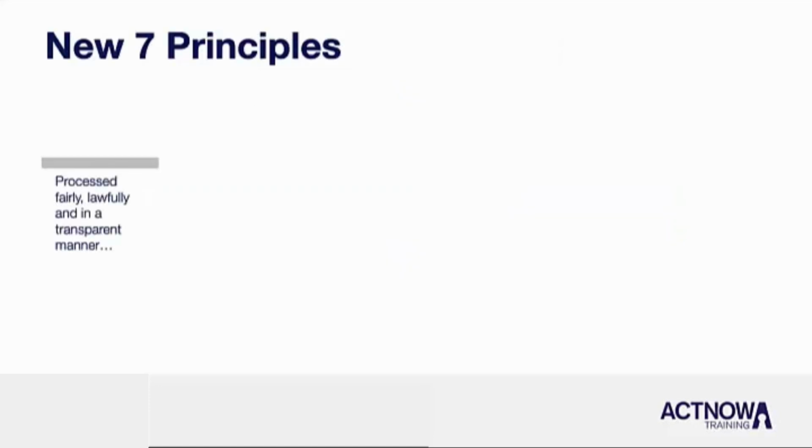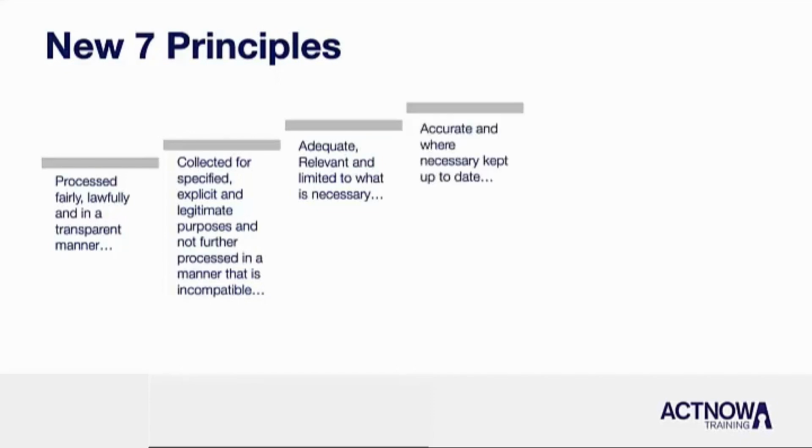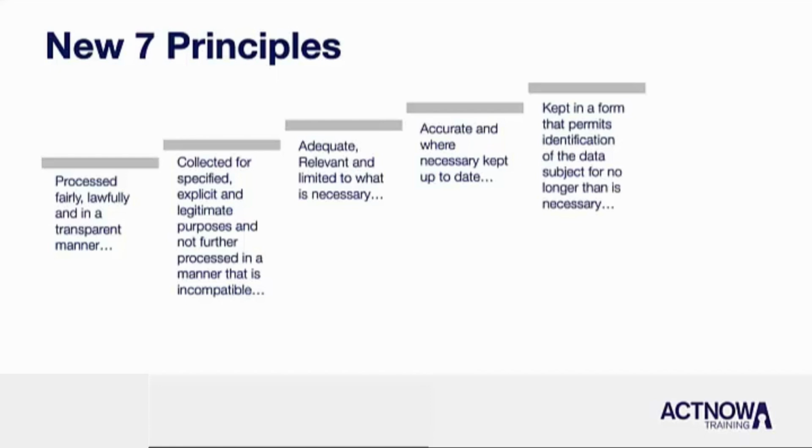Principle number 1. Information should be processed fairly, lawfully, and in a transparent manner. Principle number 2. Information should be collected for specified, explicit and legitimate purposes, and not further processed in a manner that is incompatible with those purposes. Principle number 3. Information should be adequate, relevant and limited to what is necessary. Number 4. Accurate and where necessary kept up to date. Number 5. Kept in a form that permits identification of the data subject for no longer than is necessary, otherwise known as the data retention principle.